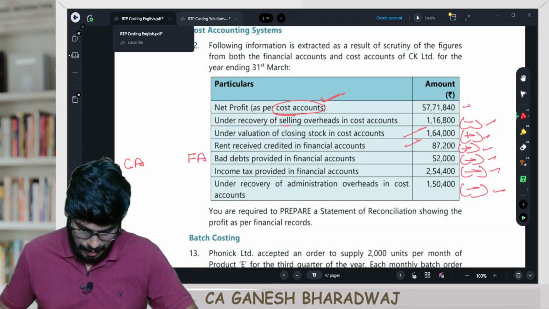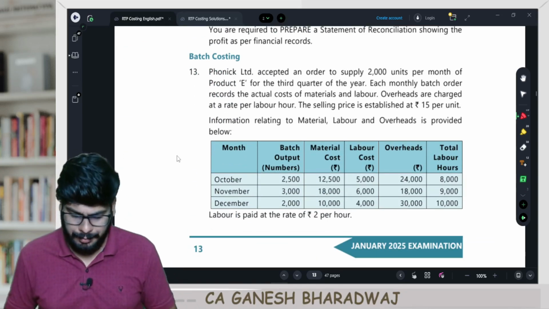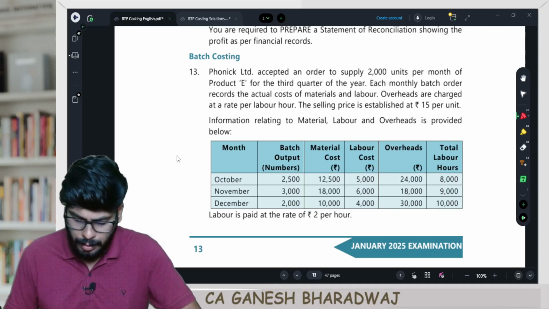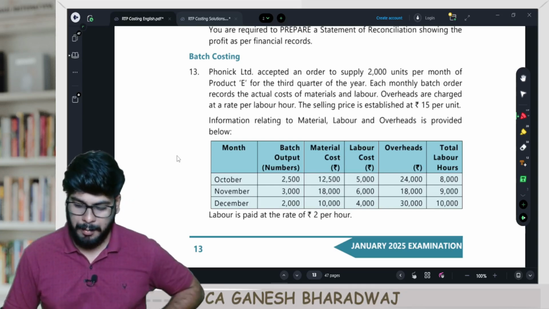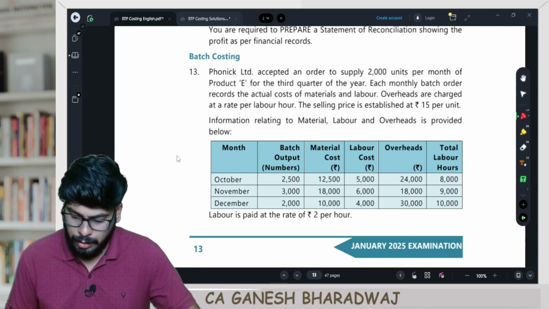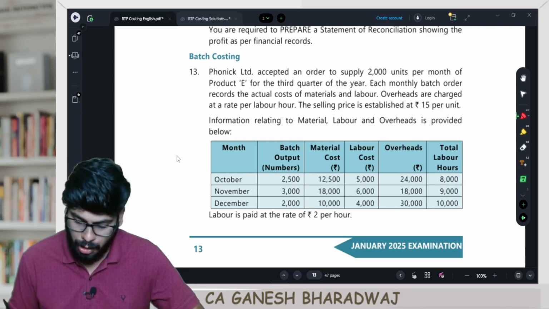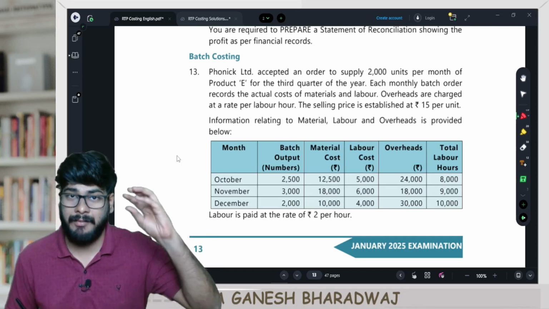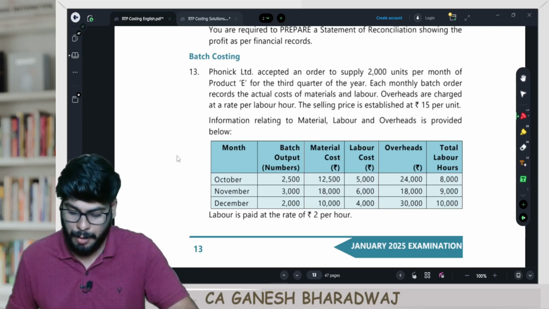This is question number 13. Now this is a question on batch costing, a very similar question that is there in our institute study material. Phonic Limited accepted an order to supply 2,000 units per month of product E for the third quarter of the year. Each monthly batch order records the actual costs of material and labor, and overheads are charged at a rate per labor hour, right? Obviously, we know that prime costs are valued at actuals, and of course, overheads costs are charged on an absorption basis. Perfect.